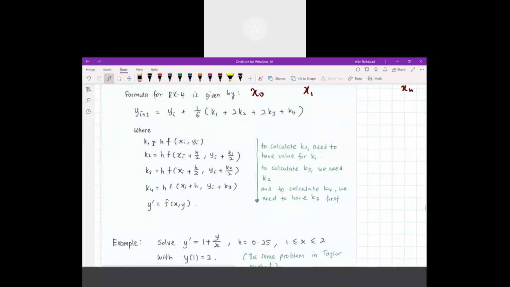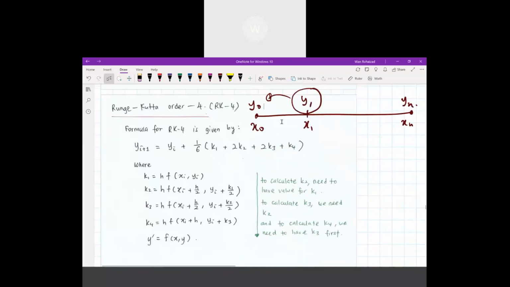k1 equals h f(x,y), where h is the interval we choose to solve this problem. What is f(x,y)? It is y prime, the same as in the initial value problem for the Taylor method, where y prime equals f(x,y). We use the same f(x,y) in Runge-Kutta, substituting the values of x_i and y_i here, where h is the interval.